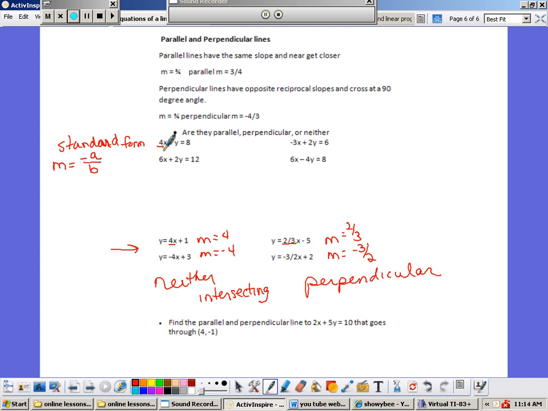So my a here is 4 and my b is 1, so negative 4 over 1. My a is 6, my b is 2, so negative 6 over 2. This gives me a slope of negative 4, that gives me a slope of negative 3. Do they match? No. So they're not parallel. Are they opposites? No, and they're not reciprocals. So these are neither, they're intersecting.